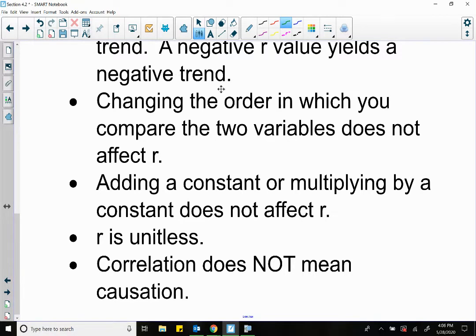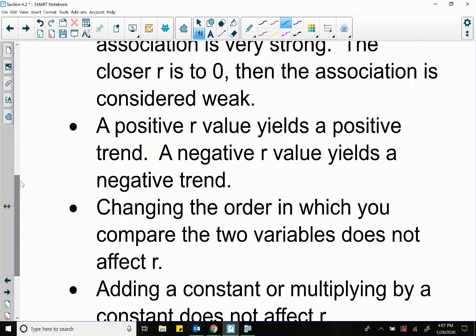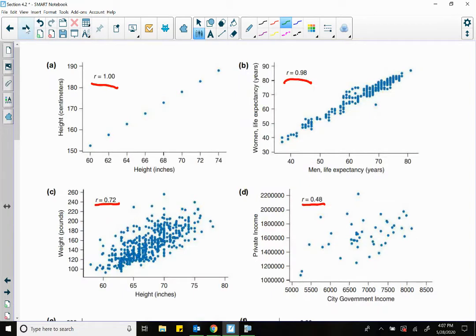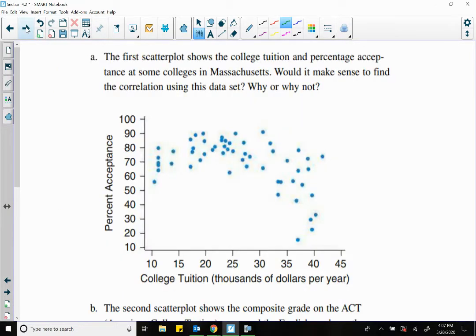So, I wanted to make sure that you understood correlation and causation, and know that it does not matter if I switch the two variables, the R is not affected. It's still the same. Okay, so let's take a look at some examples that you're going to run into in the homework.